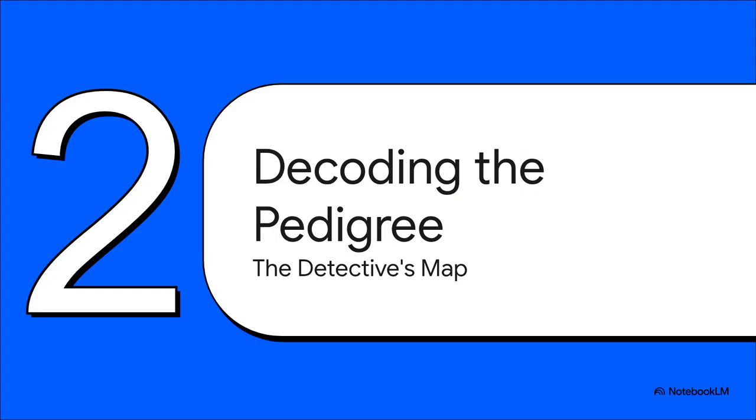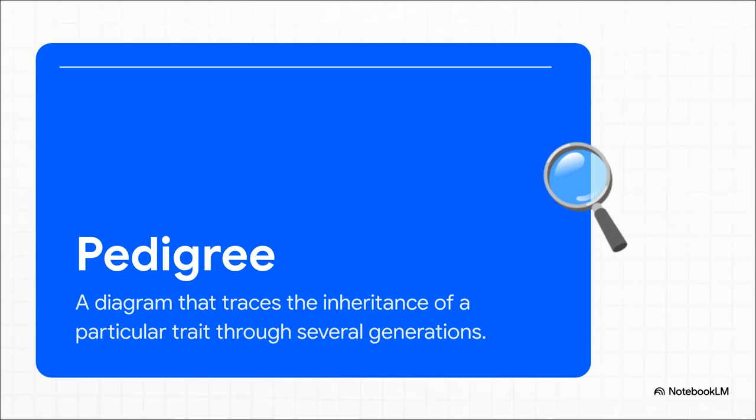This thing is the genetic detective's most essential piece of equipment. It's how we trace all the clues through a family's history. So what is it, exactly? Well, a pedigree is basically a family tree, but it's a special one. It's designed specifically to track a single trait, like, say, eye color, or a genetic disorder, as it's passed down from one generation to the next. You can think of it as a visual map of a family's genetic story.